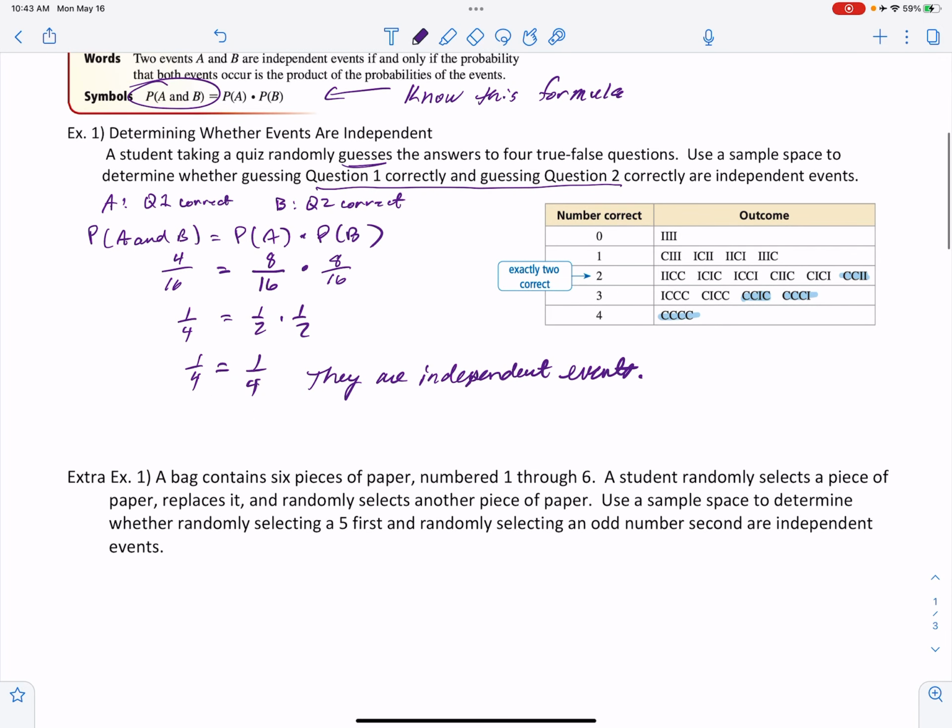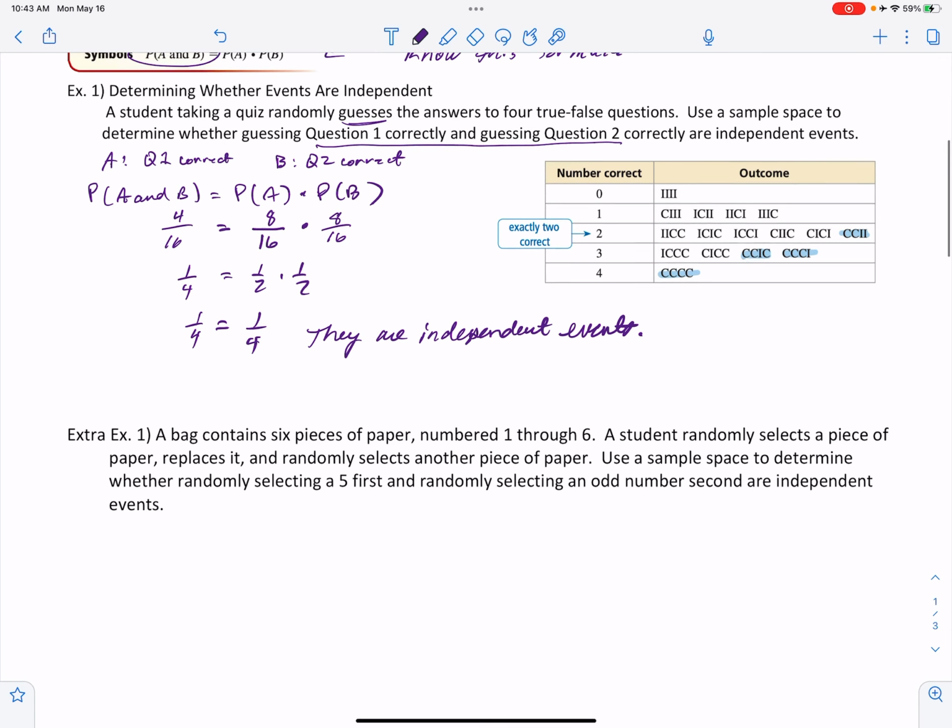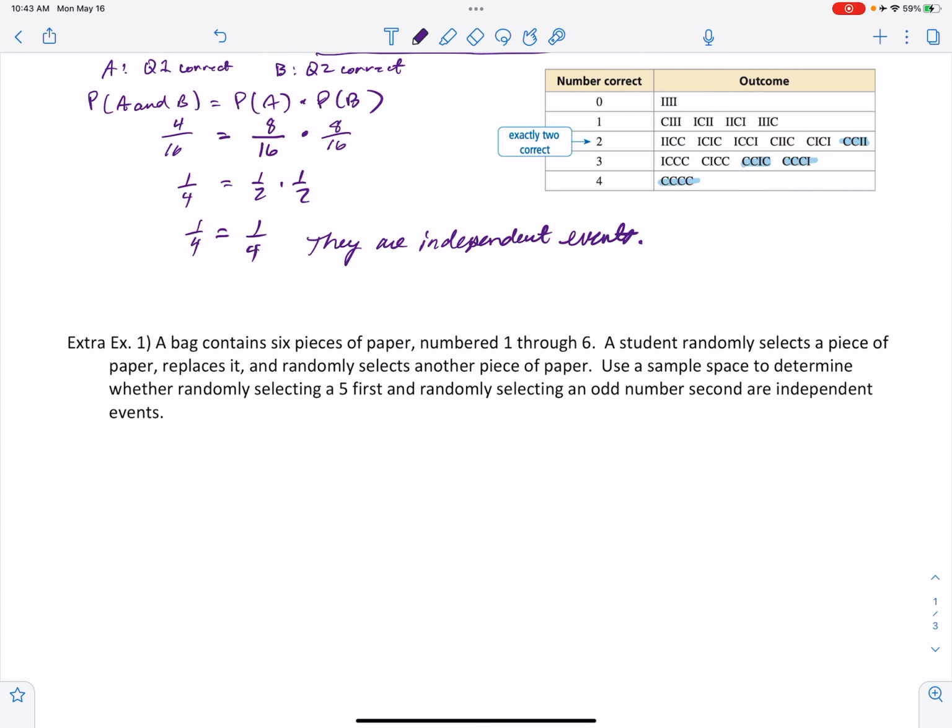All right, and so an extra example number 1: a bag contains 6 pieces of paper, numbered 1 through 6. A student randomly selects a piece of paper, replaces it, and randomly selects another piece. So again, since they are replacing those numbers, when you go to get the second piece of paper, you have the same likelihood as you did the first. And so I expect these to be independent, and I'm going to show it by using this formula: probability of A and B equals probability of A times probability of B.